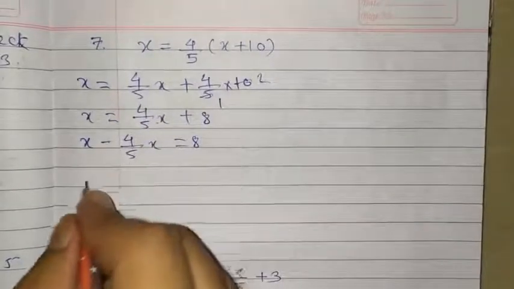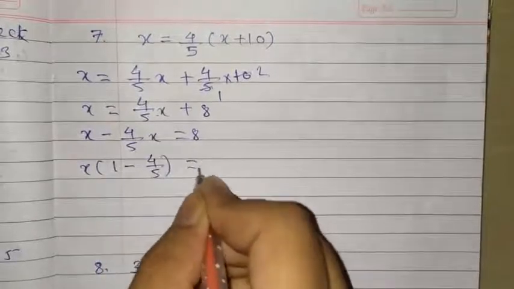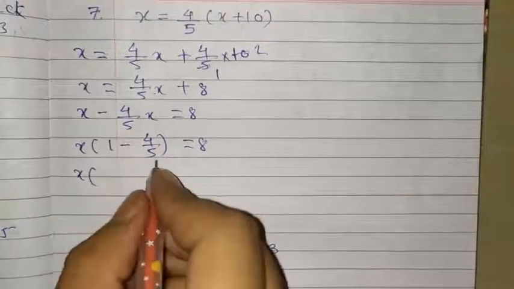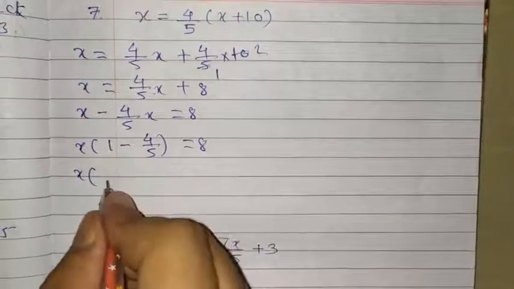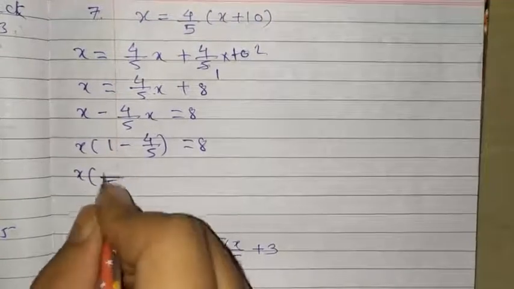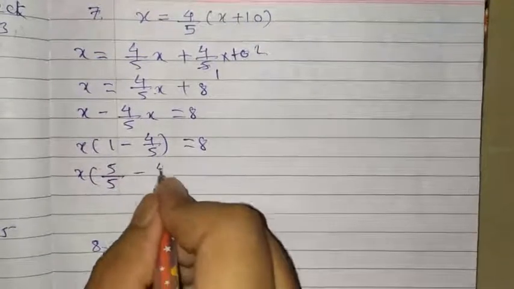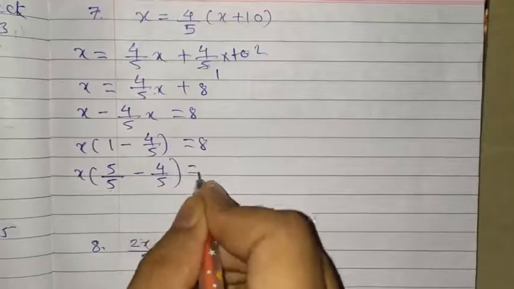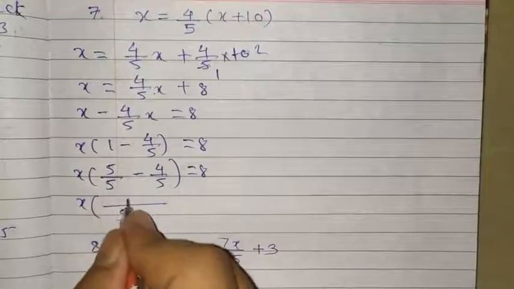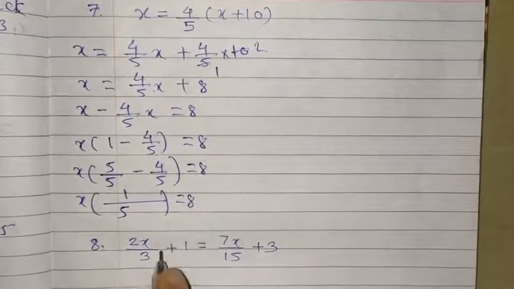Now we can easily solve. You can keep x common, so it will be easy for solving. 1 minus 4 upon 5. So you can make denominator same. So downside 1 is there, so you multiply with 5. So 5 into 1 is 5. Upside also same, 1 into 5 is 5. Because 5 divided by 5 is nothing but 1. Minus 4 upon 5 equals to 8. So here 5 is the denominator. So here 5 minus 4 is 1. So it is 1 upon 5 equals to 8.